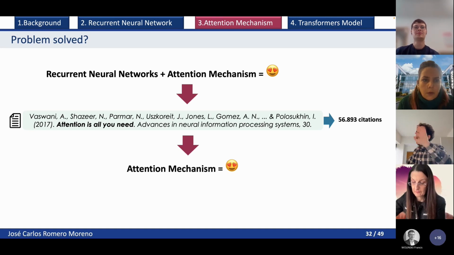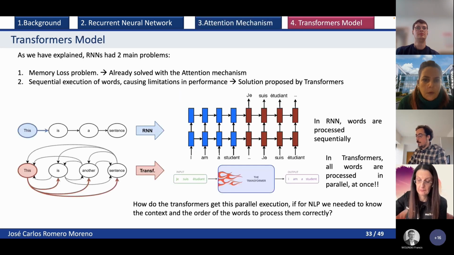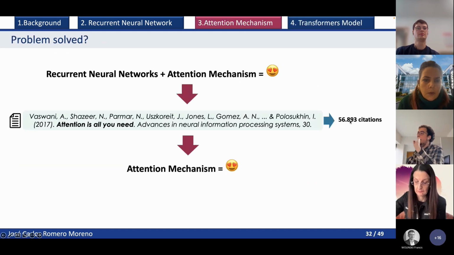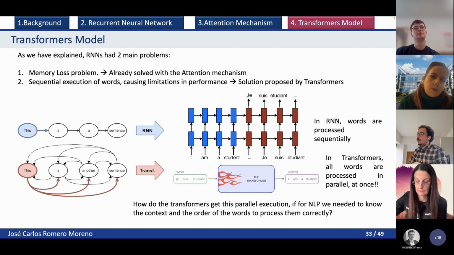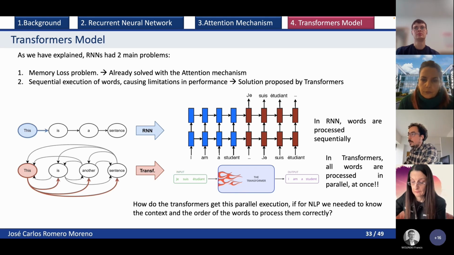So we still have other issues, and what the people from this paper said was: this relation is great, but we discovered that we don't need a recurrent neural network. Just with this attention mechanism, we are able to get the same results. This change of perspective is really important because it gives us the possibility to process exponentially larger sizes of text.